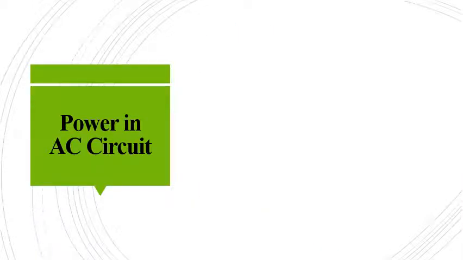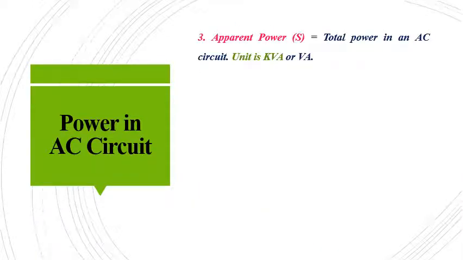And the third component is your apparent power. That is the total power in an AC circuit, which is the vector sum of active power and reactive power. Its unit is kilovolt ampere. So your apparent power S is given as S equal to Vrms into Irms, that is, S equal to root of P square plus Q square.